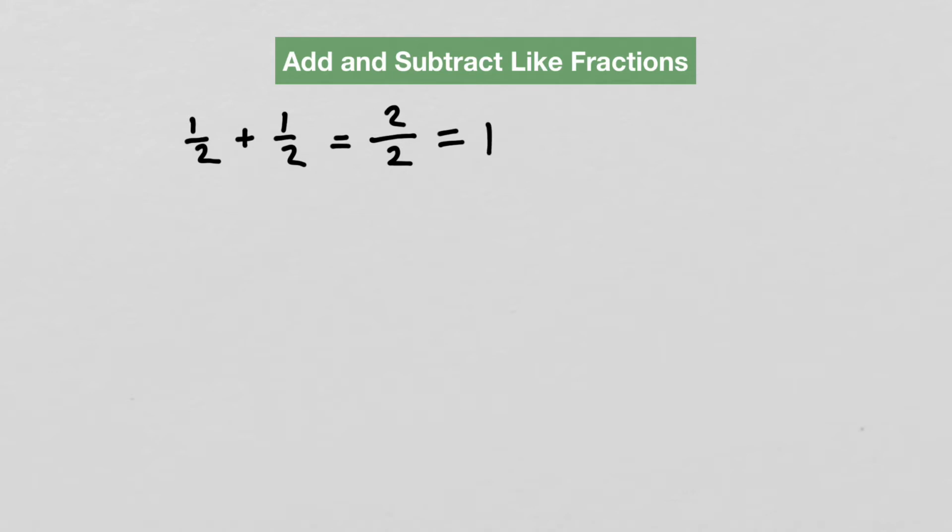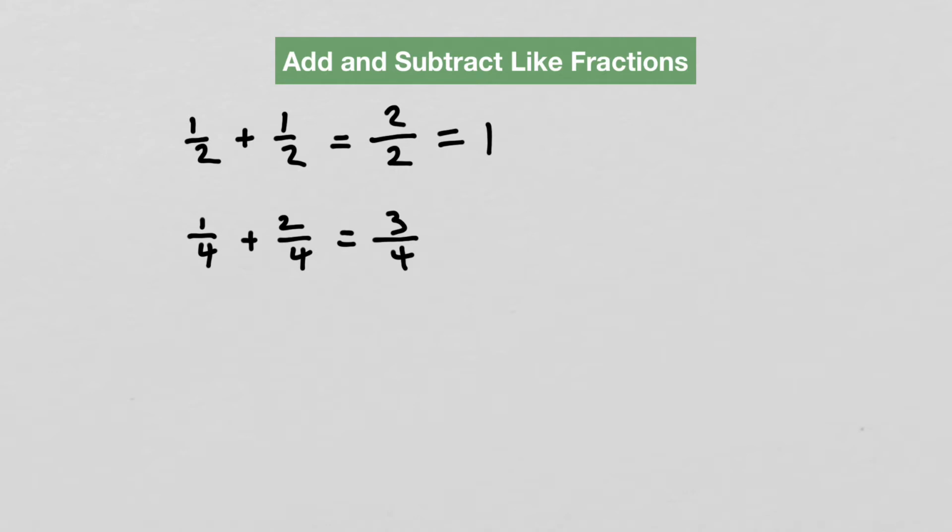Okay, let's try another example. Let's say we have 1/4 plus 2/4. Okay, we keep the denominator the same and we just add across the numerators. So 1 plus 2 is equal to 3. And that becomes your answer, 3/4.